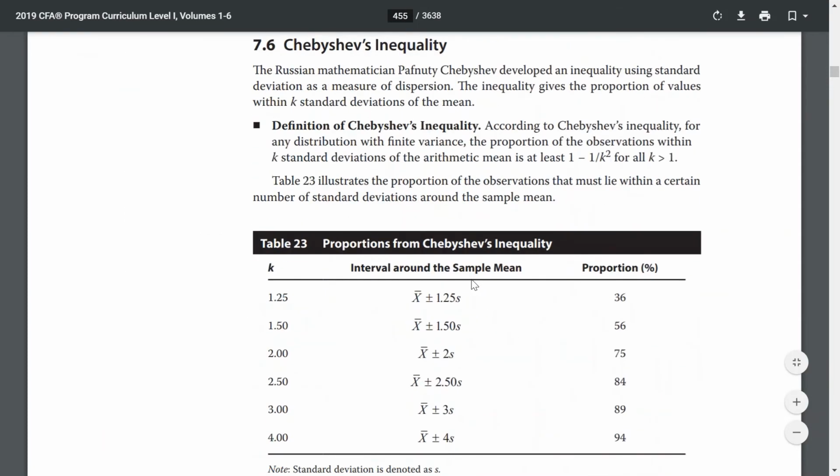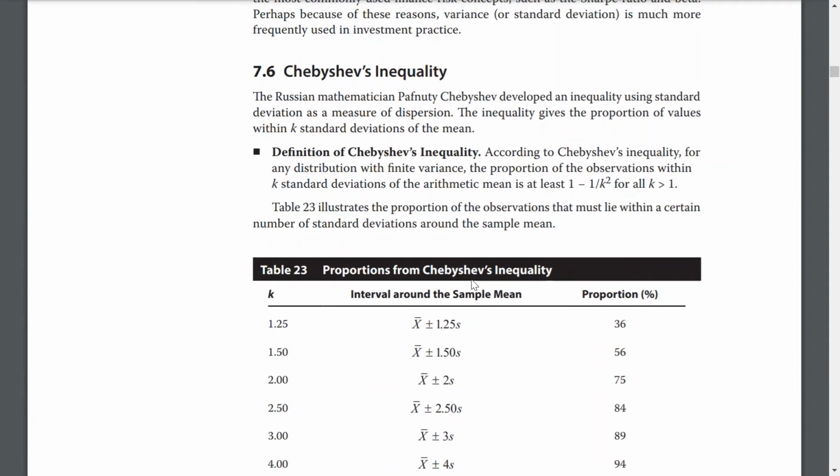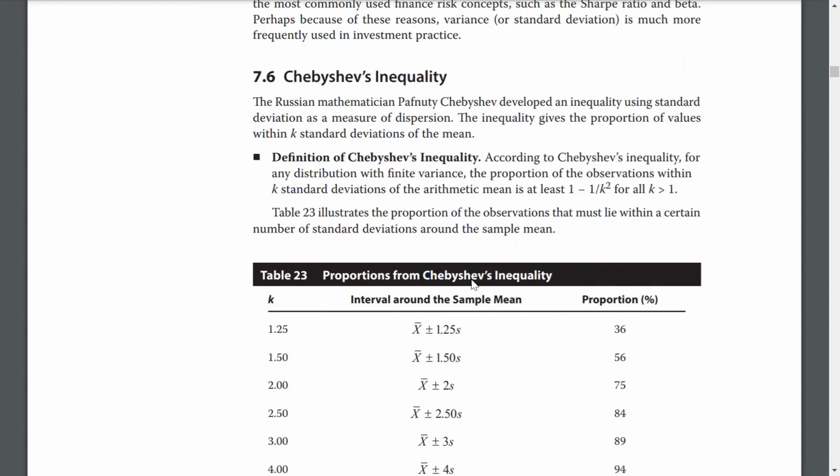The Russian mathematician Pafnuty Chebyshev developed an inequality using standard deviation as a measure of dispersion. The inequality gives the proportion of values within k standard deviations of the mean. According to Chebyshev's inequality, for any distribution with finite variance, the proportion of observations within k standard deviations of the arithmetic mean is at least 1 minus 1 divided by k squared, for all k greater than 1. Table 23 illustrates the proportion of observations that must lie within a certain number of standard deviations around the sample mean.